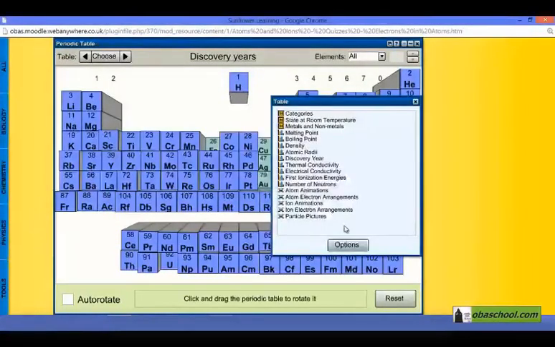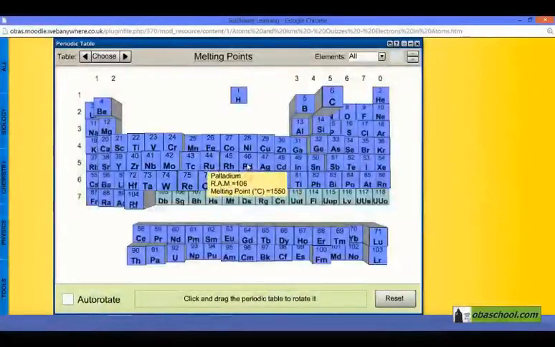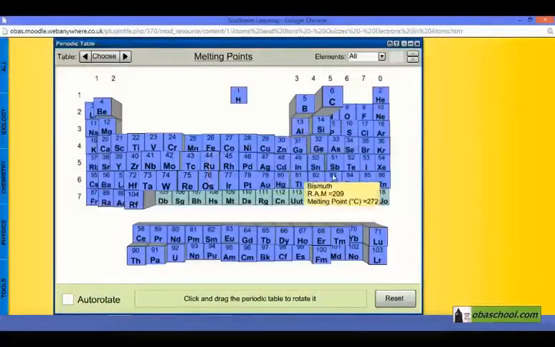You can also choose to know about physical properties like melting points, boiling points, or electrical conductivity. Let's try choosing the melting point. So you can see the melting point of each element when you hover the cursor over the element.